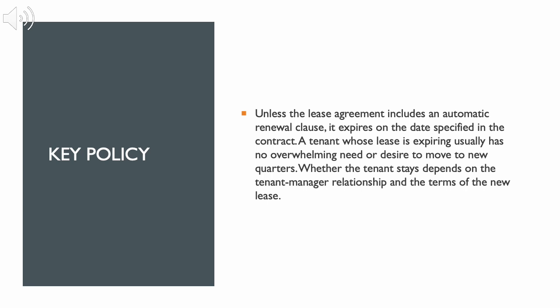Unless the lease agreement includes an automatic renewal clause, it expires on the date specified in the contract. A tenant whose lease is expiring usually has no overwhelming need or desire to move to new quarters. Whether the tenant stays depends on the tenant-manager relationship and the terms of the new lease.